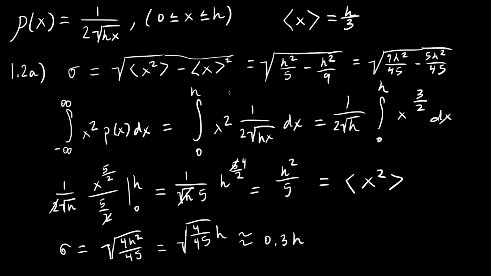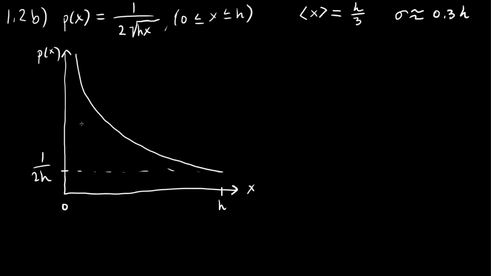Question 1.2b now asks us to find the probability that a photograph picked at random will be one standard deviation away from the average. And the best way to start with that is to draw out the graph of the density function. Okay, so this is what the graph of the density function looks like. To describe the graph quickly, it's a decaying square root function, since the square root is in the denominator. And the reason why the function has a lower limit of 1 over 2h is because the bounds of this function are only from 0 to h. Those are the only values that x could take.